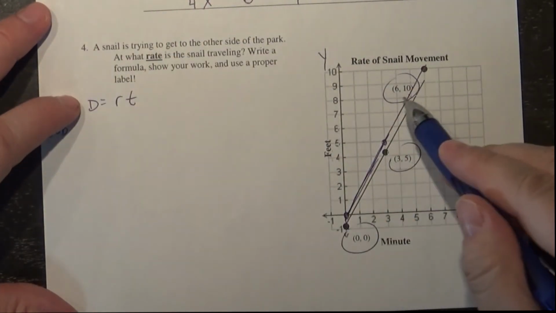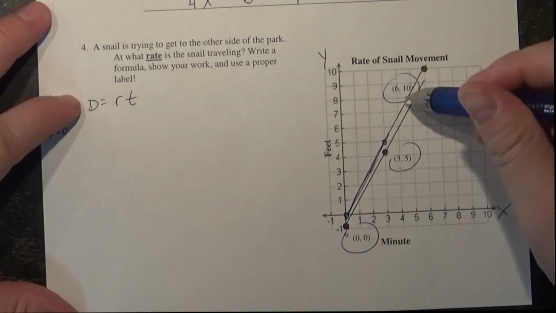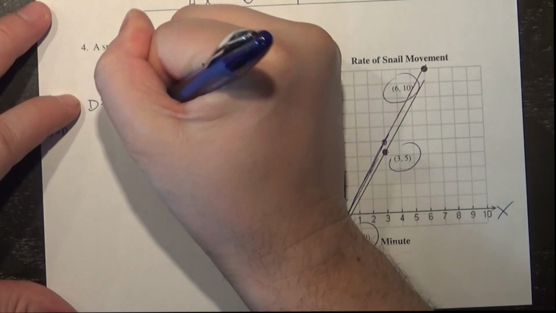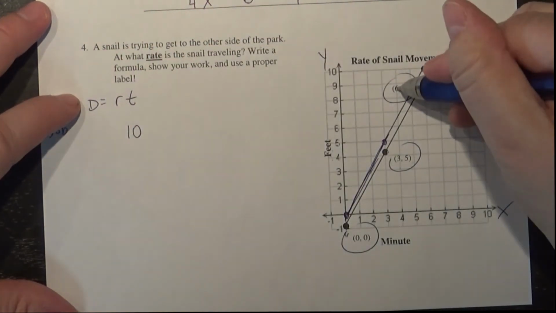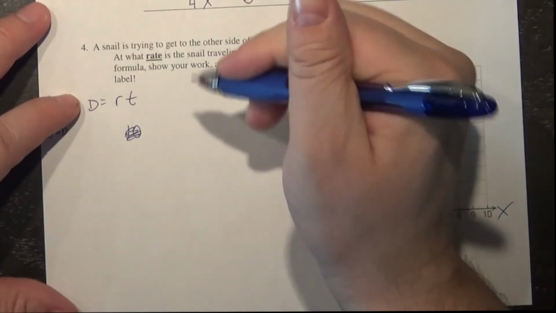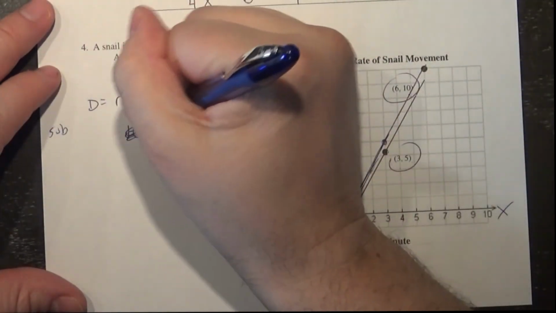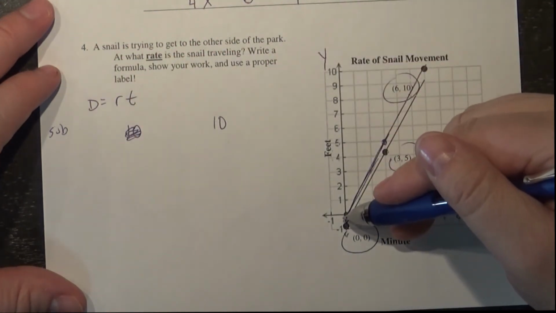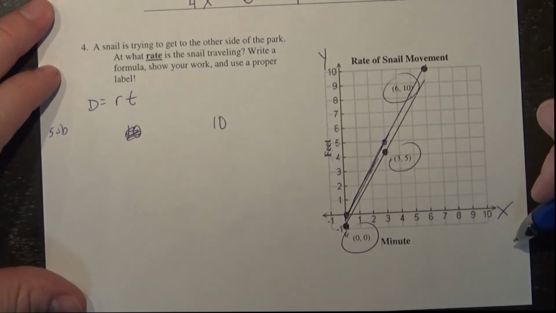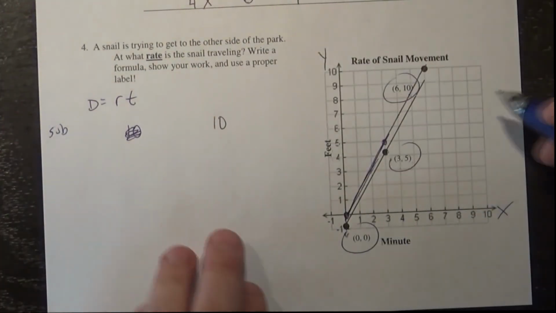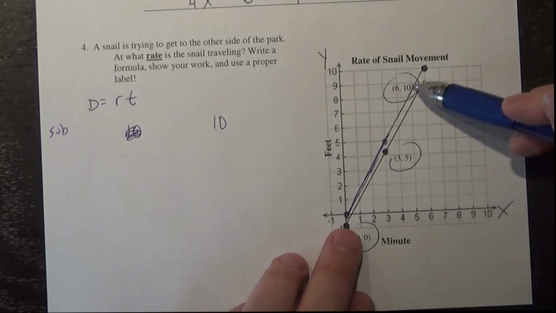So I'm going to substitute. I'm going to use the 6 and the 10 for now. Remember, 6 is my x value, so that's my time. Sorry, my time is going to be 6, and the 10 is my y value. I messed that up. After a little bit of a mix-up here, I think I've got my calculations correct. I think my chart is messing me up.